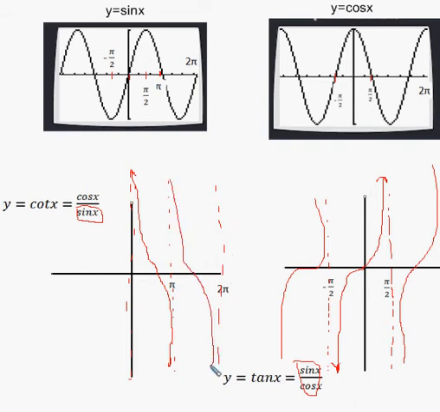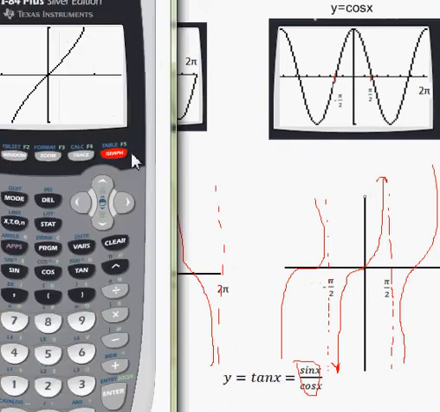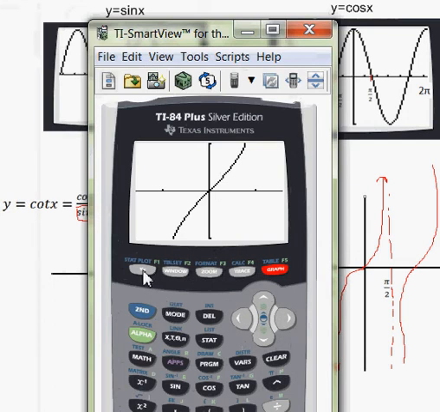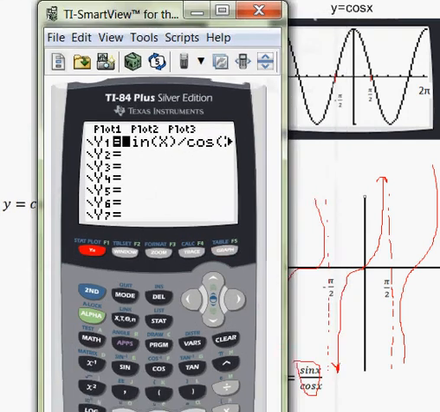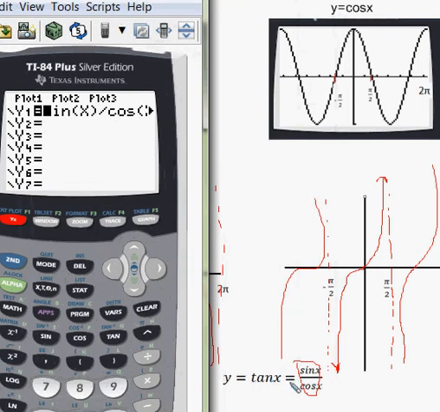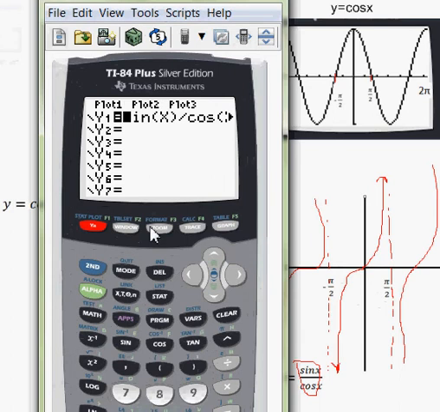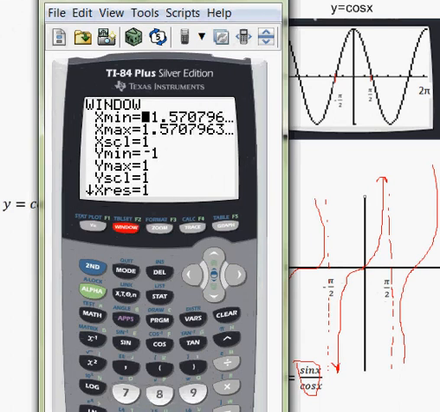So if you wanted to verify this on the graphing calculator, you could go to your graphing calculator, and I already have sine x over cosine x typed in. That would be the definition of the tangent function. So to see one of its cycles, or one of its periods, I would put my window at negative pi over 2 to pi over 2. And that's exactly what I did. If I go to window, this is negative pi over 2 to pi over 2. I typed it in using the pi key right here on the calculator.